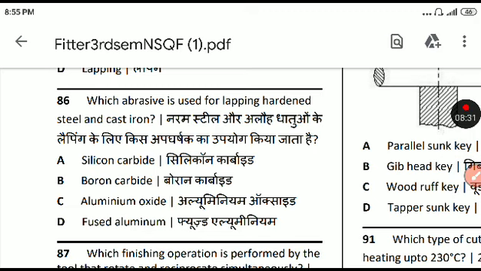Next is fused aluminum. Fused aluminum is used in grinding or blasting or coating operation.